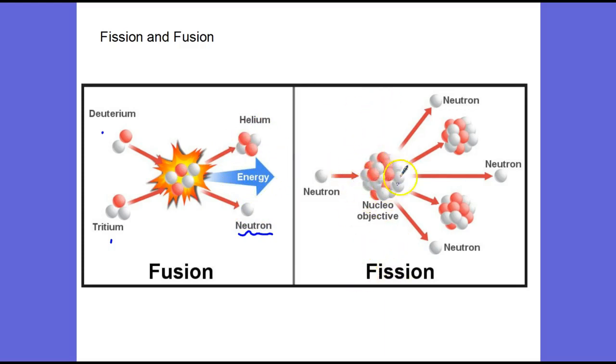Fission is when a large nucleus breaks into smaller nuclei, and it takes a neutron to make that happen. You toss a neutron in, and it causes that fission reaction. It breaks into 2 smaller parts, plus you get 3 neutrons in the deal.